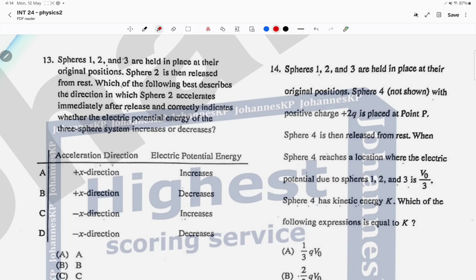And what's going to happen to the electrical potential energy of the system? Decrease, because it's using energy to move away. So plus X and also decrease, which is choice B.